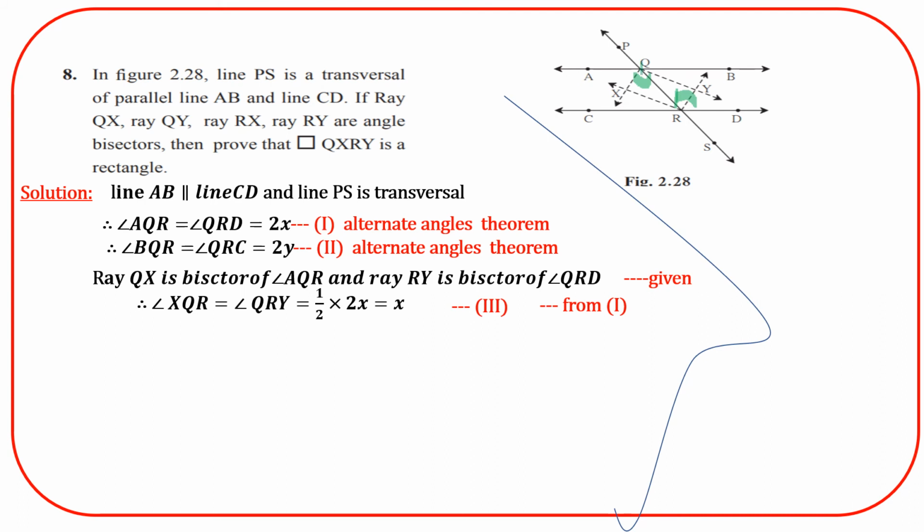Therefore, this QX is parallel to RY. Both of these will be parallel. Ray QX is parallel to ray RY. This is statement number 4, alternate angle test.